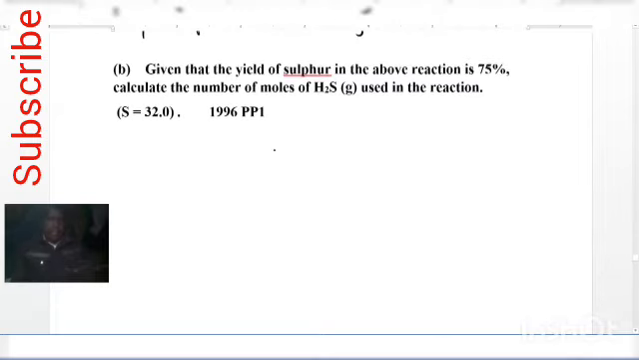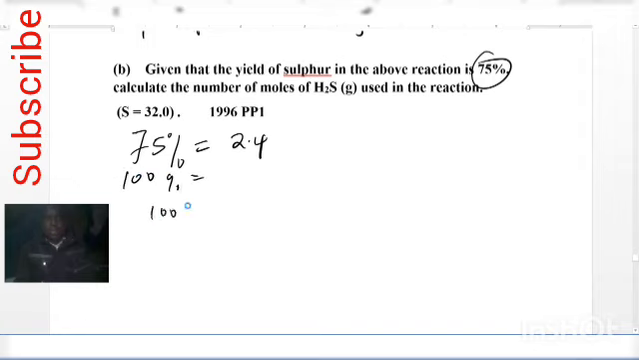Given that the yield for sulfur in the above reaction is 75%, calculate the number of moles of hydrogen sulfide gas used in the reaction. So first let us get 100%. What is the mass for 100%? Because 75% is 2.4, which was used. What about 100%?